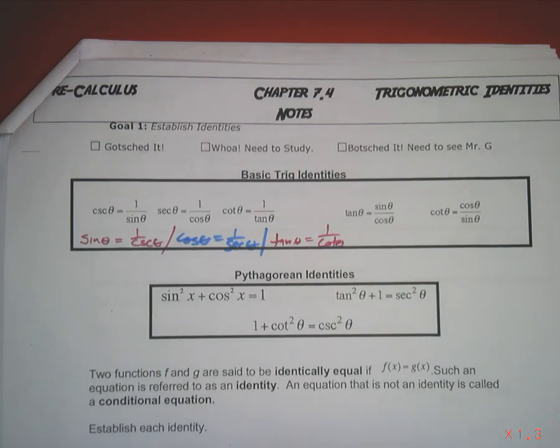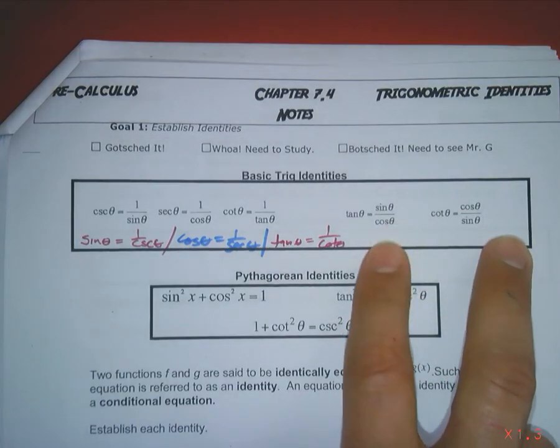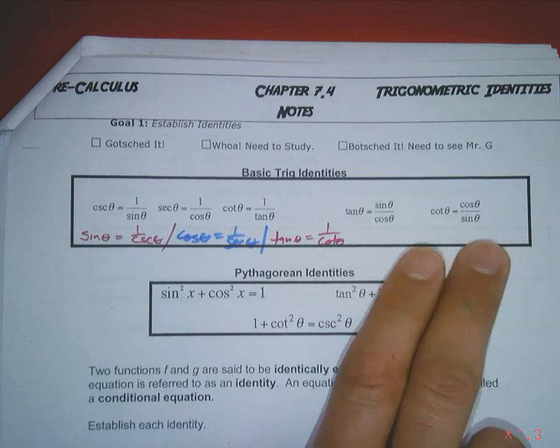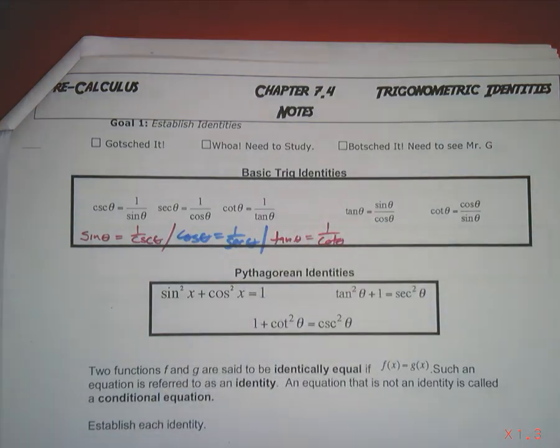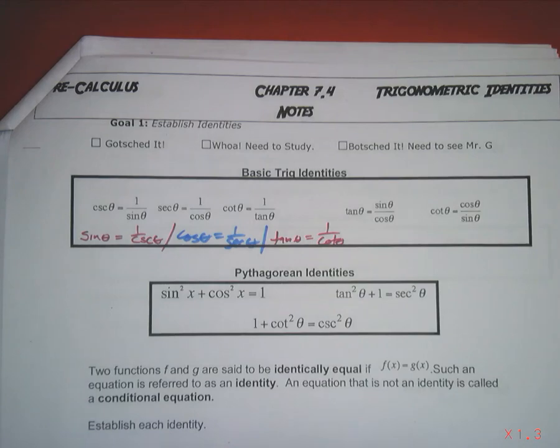The other thing we talked about in chapter 8.1, we talked about tangent being sine over cosine. And because cotangent is the reciprocal of that, cotangent is cosine over sine. Okay, we're going to use all those quite a bit. Those are just your basic trig identities.